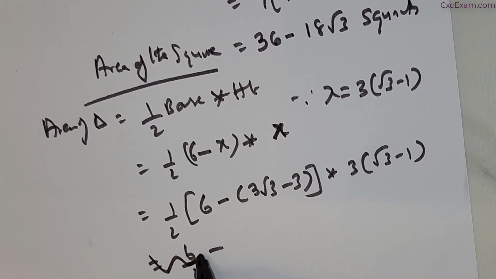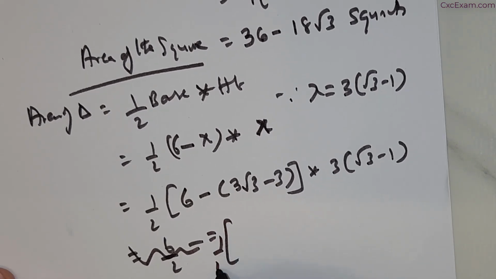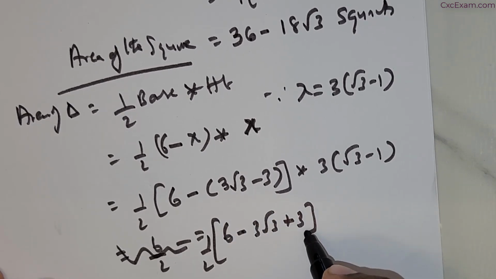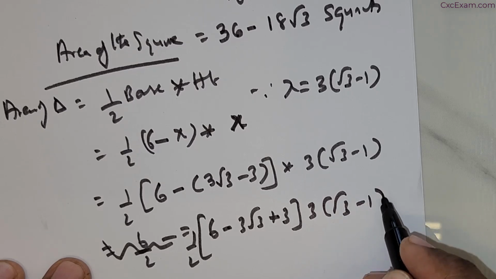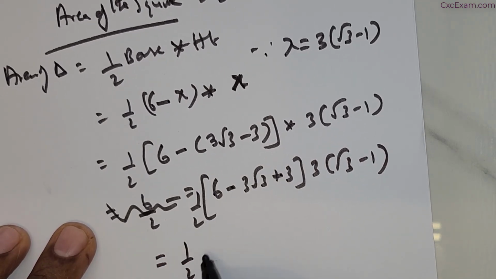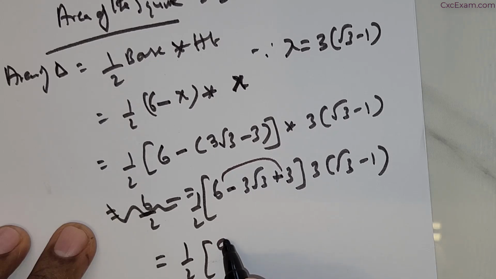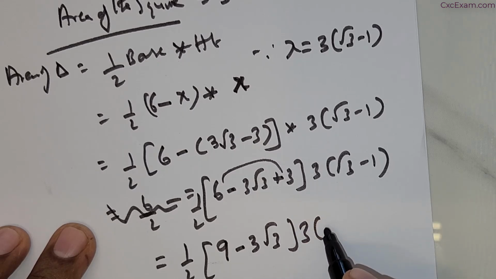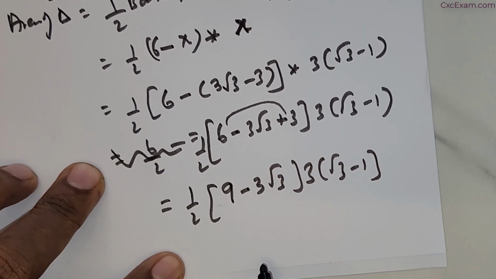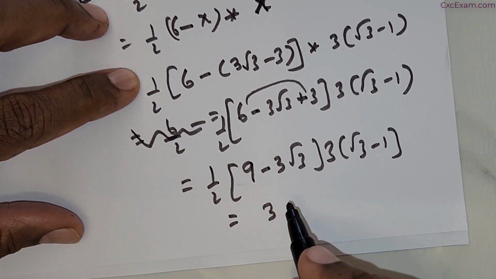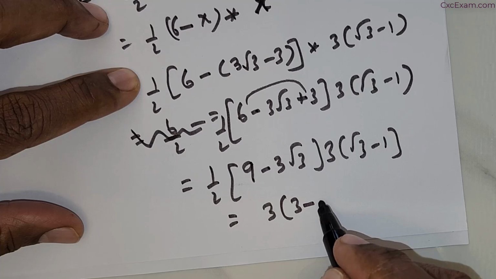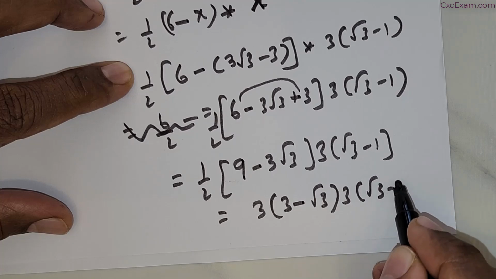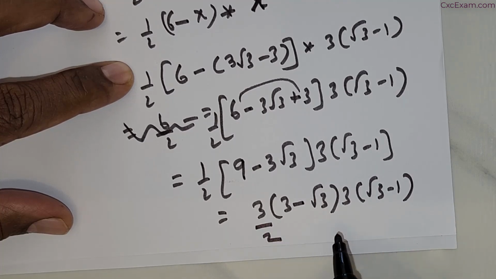Probably what I will do is I will first simplify this. So it's going to be 1 over 2 times 6 minus 3 times the root of 3 plus 3 multiplied with 3 times the root of 3 minus 1. So this is going to be 1 over 2 times 6 added with 3 will give me 9 minus 3 times the root of 3, and you also have a 3 times the root of 3 minus 1. Now let me take this 3 out. If I were to take 3 out, I get 3 minus of a root of 3, and I already have a 3 there, and then I have a root of 3 minus 1 divided by 2.